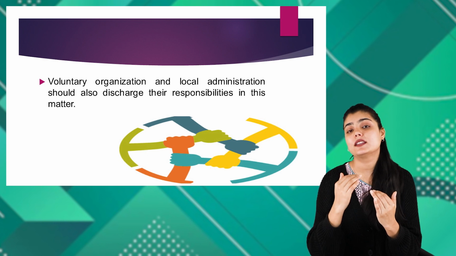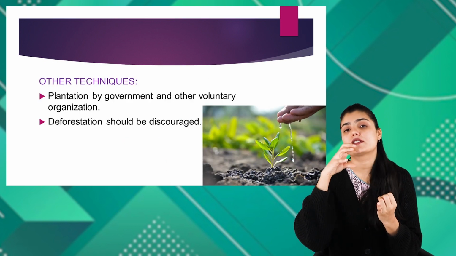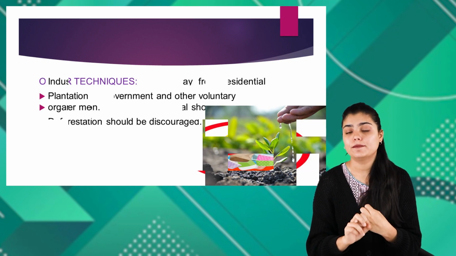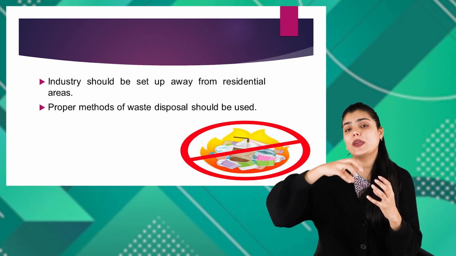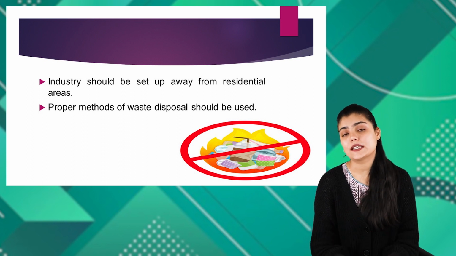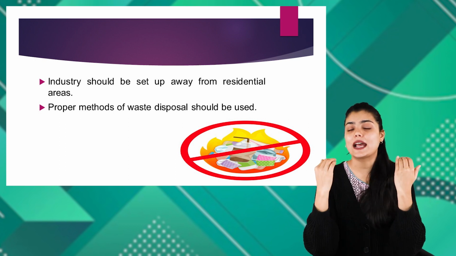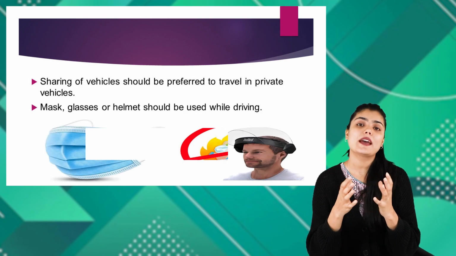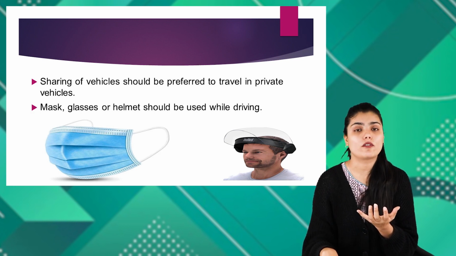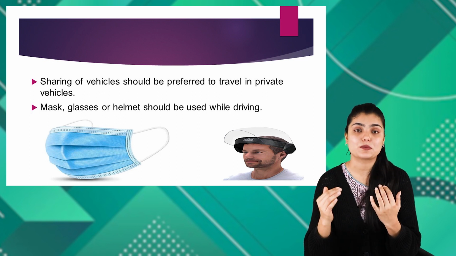Finally, we have other techniques which include plantation by the government as well as various voluntary organizations. Deforestation should be discouraged strictly. Industries should be set up away from the residential areas, and proper methods of disposal of waste must also be present in a particular community, society, as well as throughout the nation. As we have discussed, private vehicles or the increasing number of vehicles are one of the major causes of air pollution. Therefore, sharing of vehicles to travel from one place to another must also be encouraged.